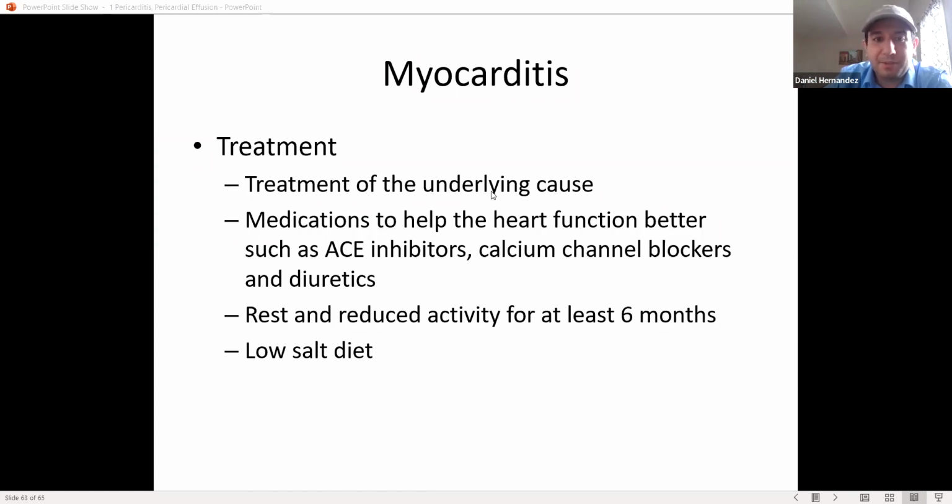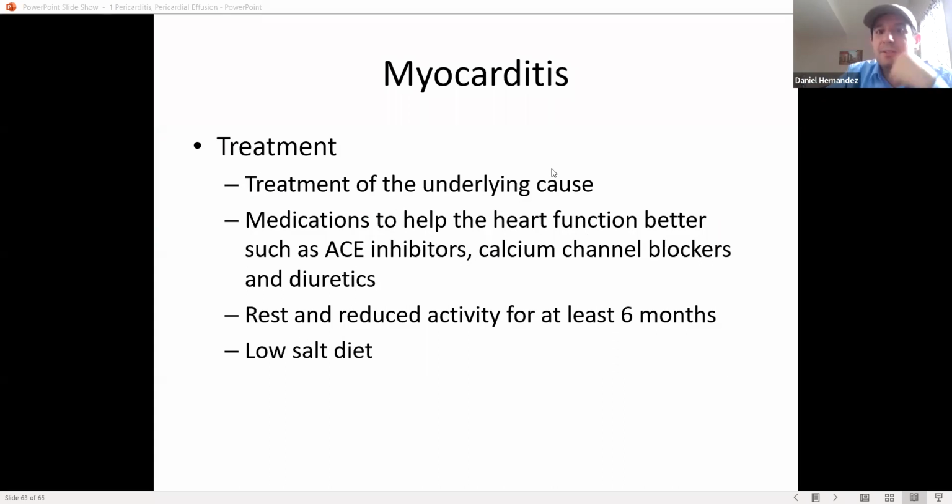So for treatment of myocarditis, we have to treat the underlying cause, whether it's viral or bacterial. We can provide medications to help the heart function better, such as ACE inhibitors, calcium channel blockers, or diuretics.